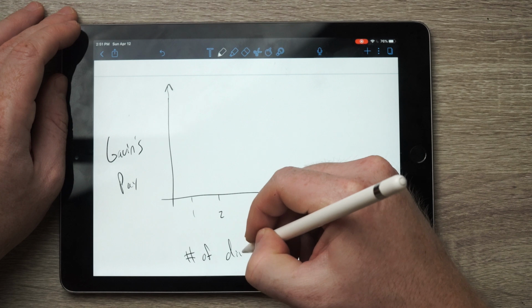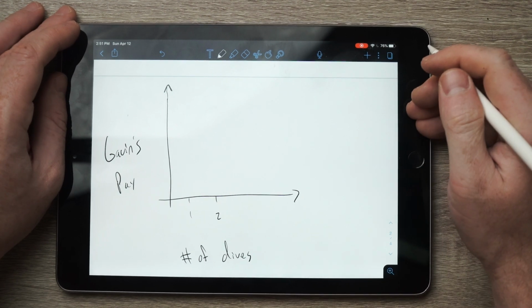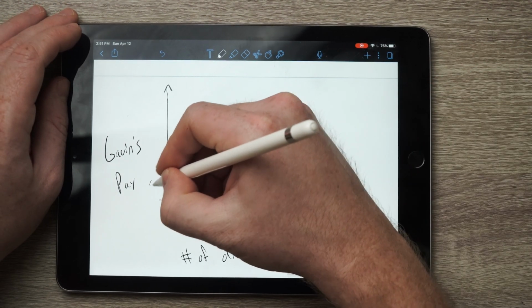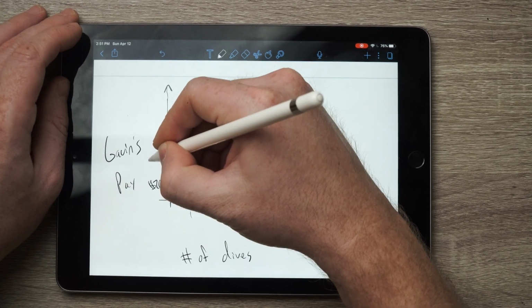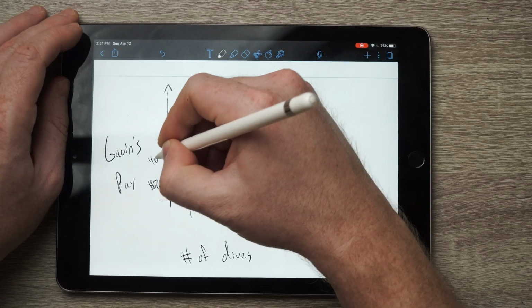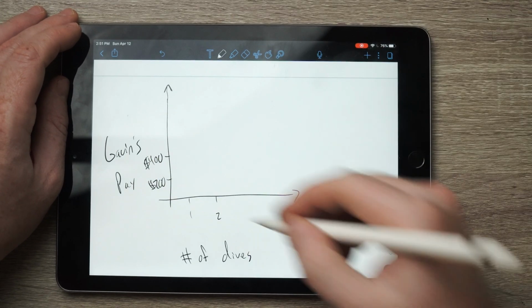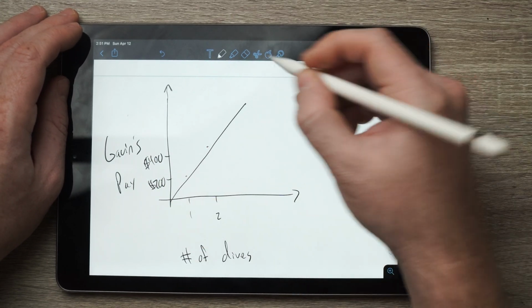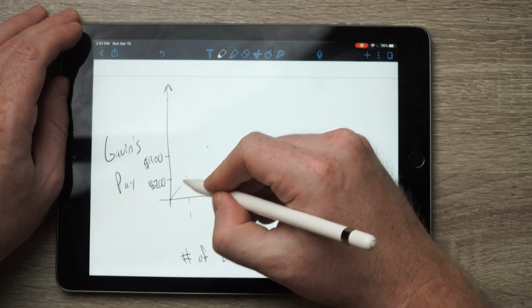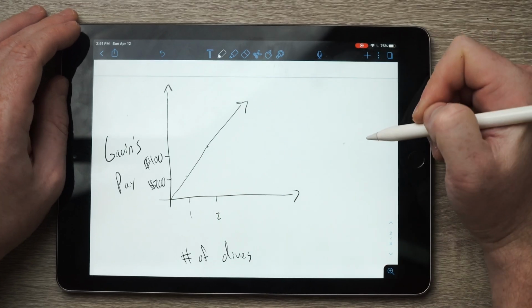So on the x-axis, we would have the number of dives, and then we would be able to mark off 200, and then if he did 2, he'd have 400, and then we'd have a straight line. Whoops, that was awful. Then we'd have a straight line just like that. So again, Gavin's pay would depend on the number of jumps he did, which would lead us to a graph with these two labels on the x and y axes.